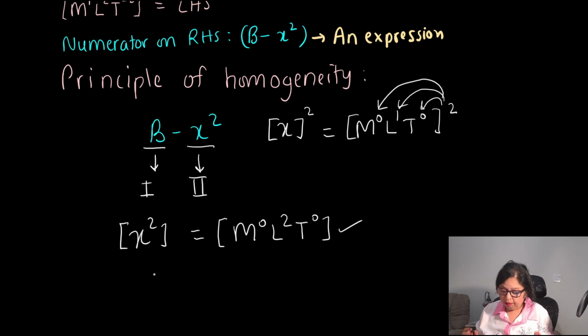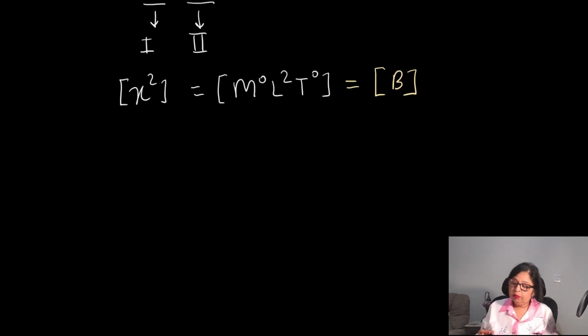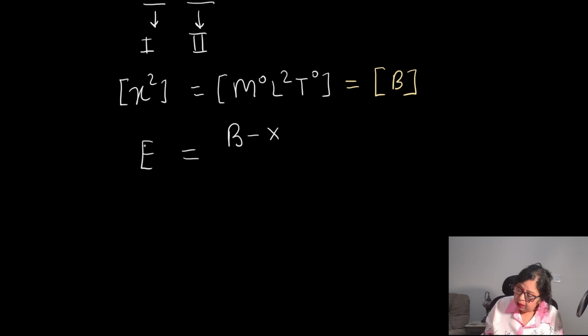So if the dimensional formula for x squared is m0 L2 T0, that means the dimensional formula for b is the same, right? That is the principle of homogeneity. So there we got the dimensional formula for b. Coming back to our problem, the equation is E equals b minus x squared divided by at.